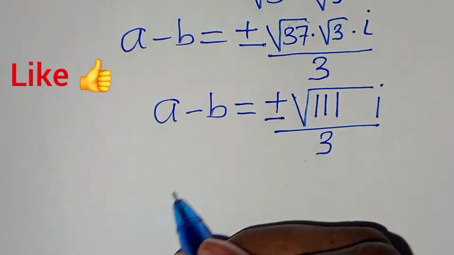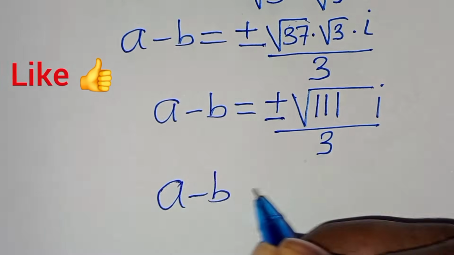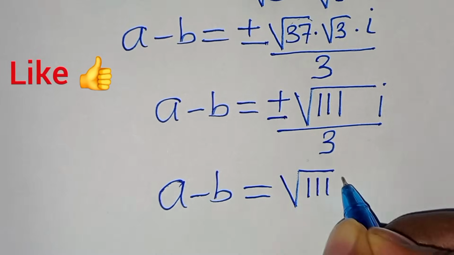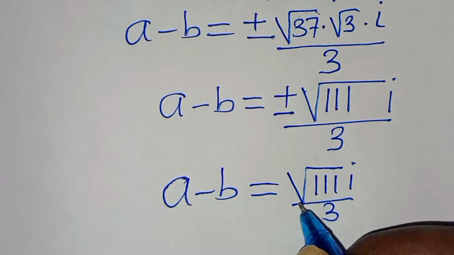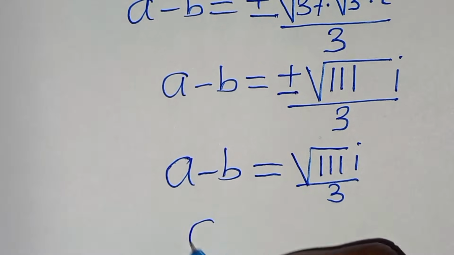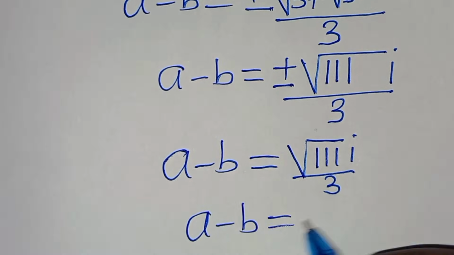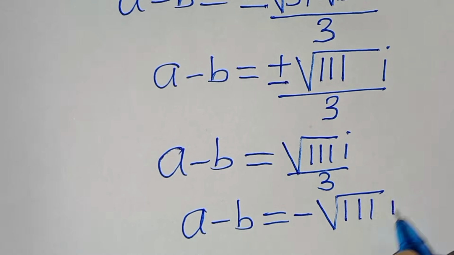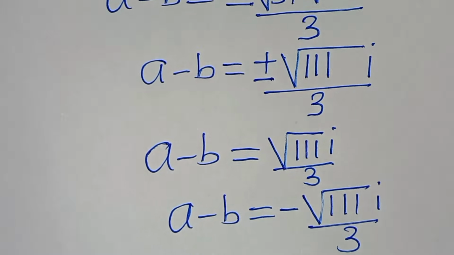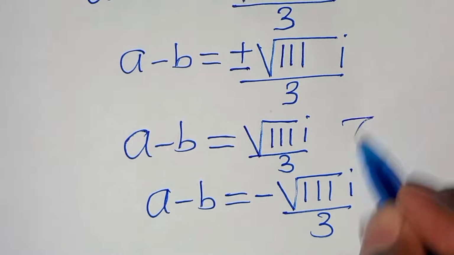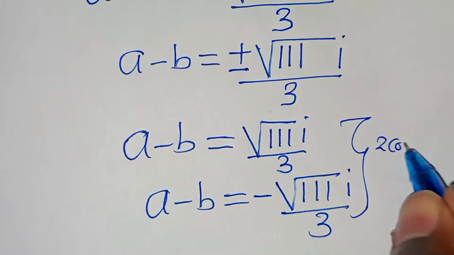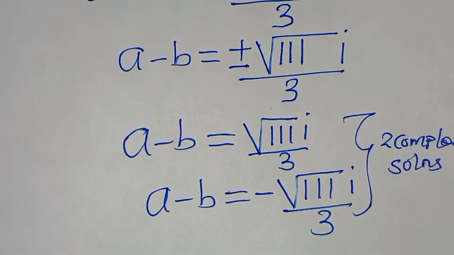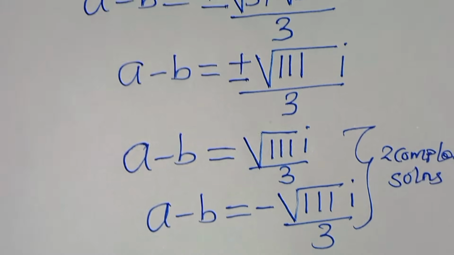So this means that we have a minus b equal to square root of 111 i divided by 3. And we also have that a minus b is equal to minus square root of 111 i over 3. So these are the two complex solutions to this algebra problem.